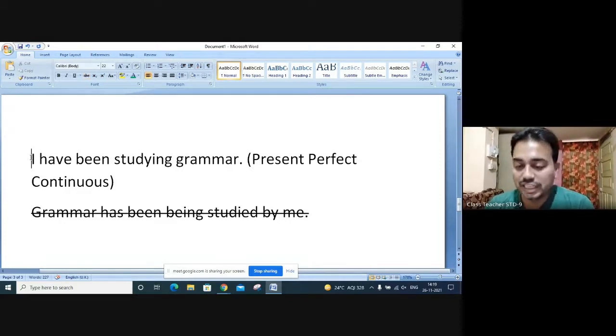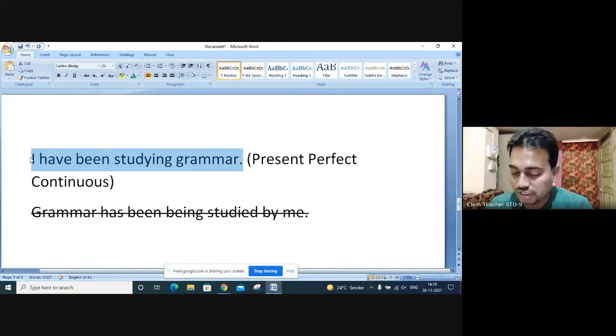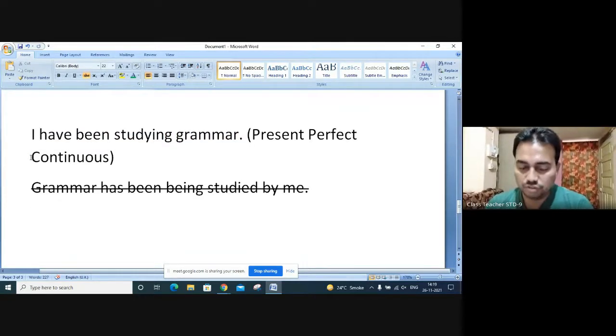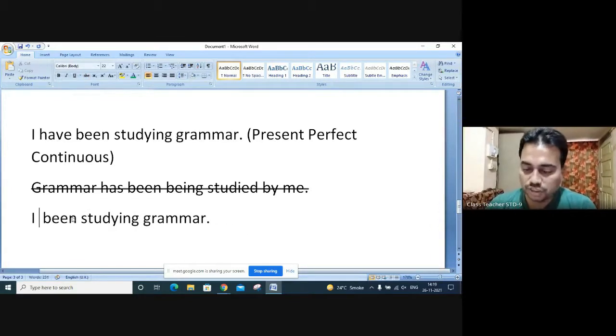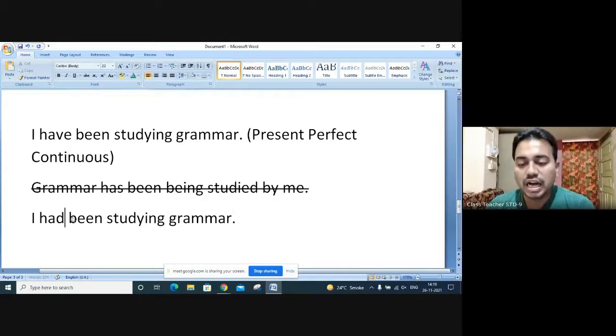future continuous tense and past perfect continuous tense. Chalo dekhte hain, let's see. Now, the same sentence, I'll change the sentence into past perfect continuous. I had been studying grammar. इसको क्या बनाएंगे हम लोग? What is the tense of the sentence? It is past perfect continuous, right?